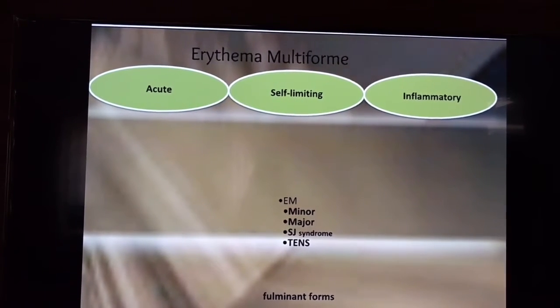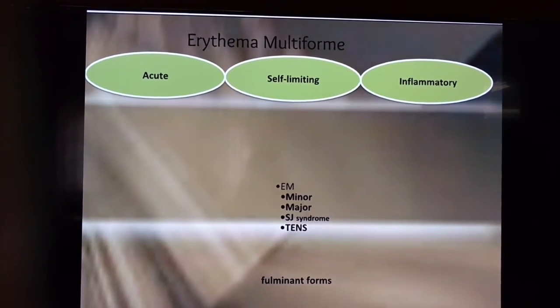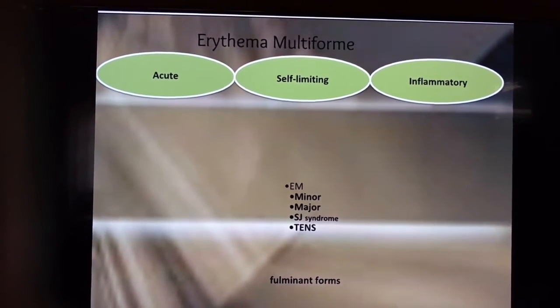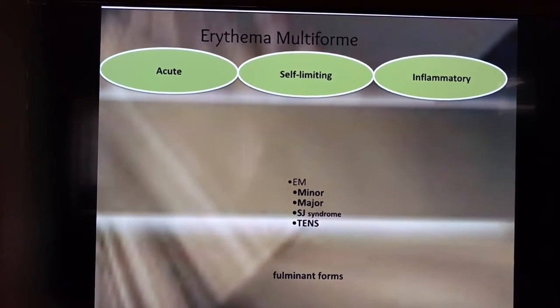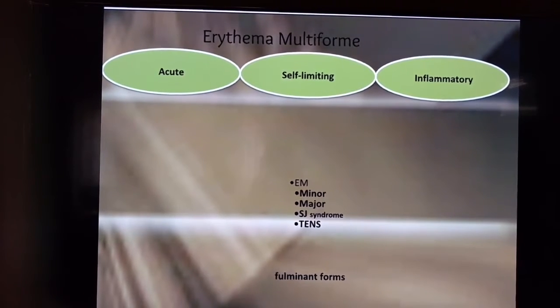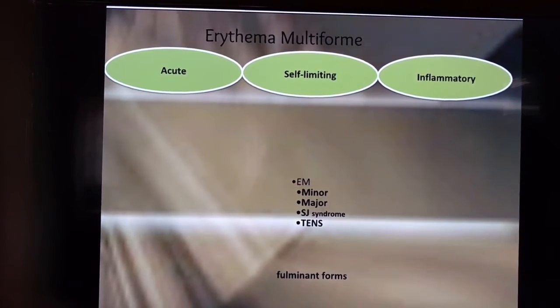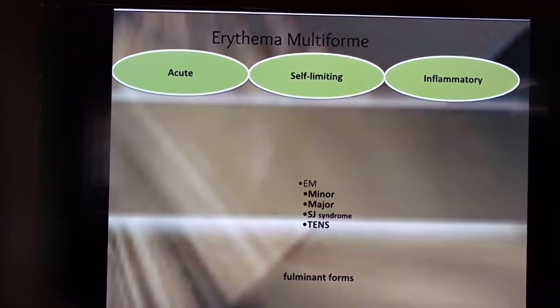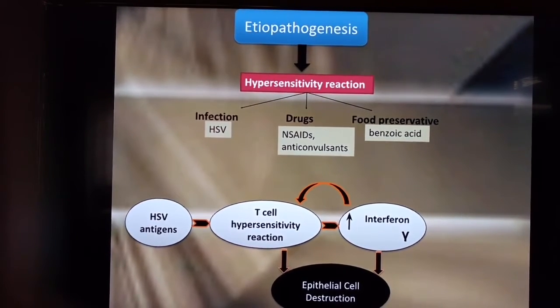That could be manifested in the form of HSV antigens, and there could be T cell hypersensitivity reactions, and that will produce interferon, which will be associated with epithelial cell destruction. All these situations can be manifested as a result of immune complex vasculitis. As you know, there is a condition called anaphylactic reaction. That could be followed by complement fixation, leukocytoclastic destruction of the vessel wall, vascular obstruction, and that will be followed by ischemic necrosis of the epithelium.